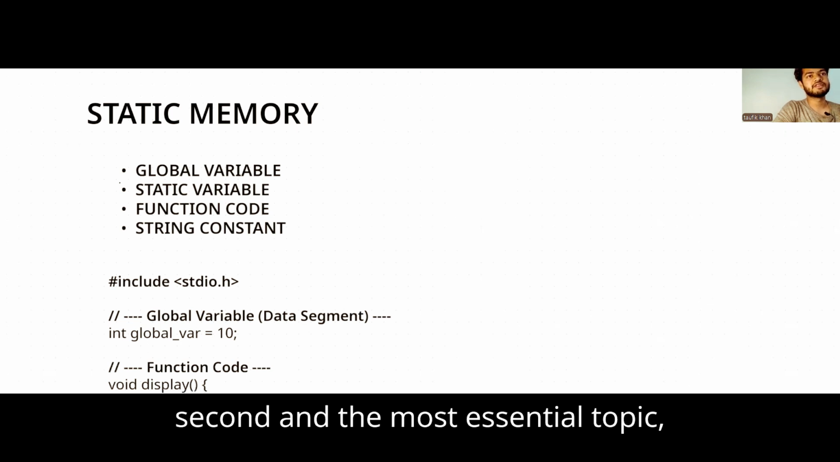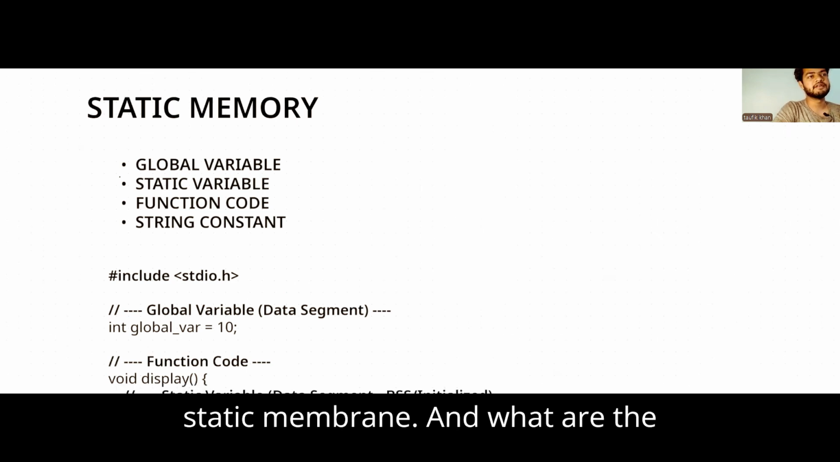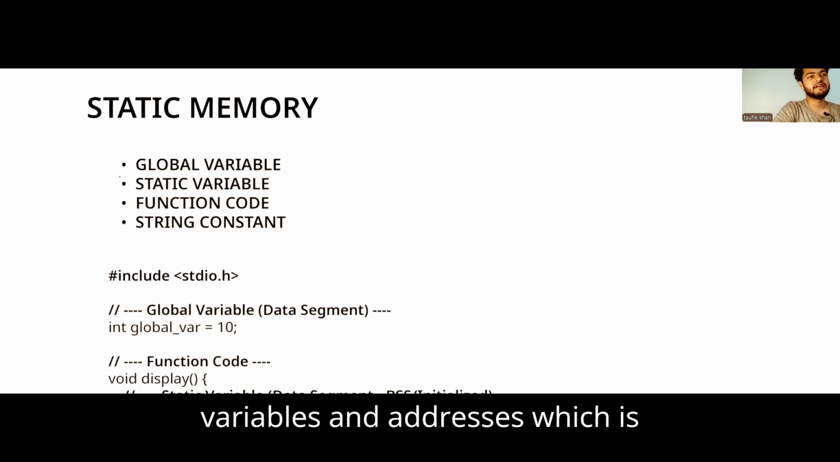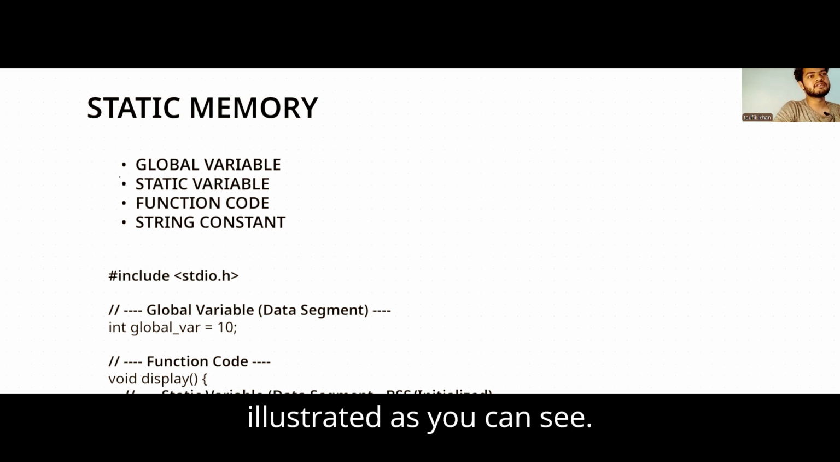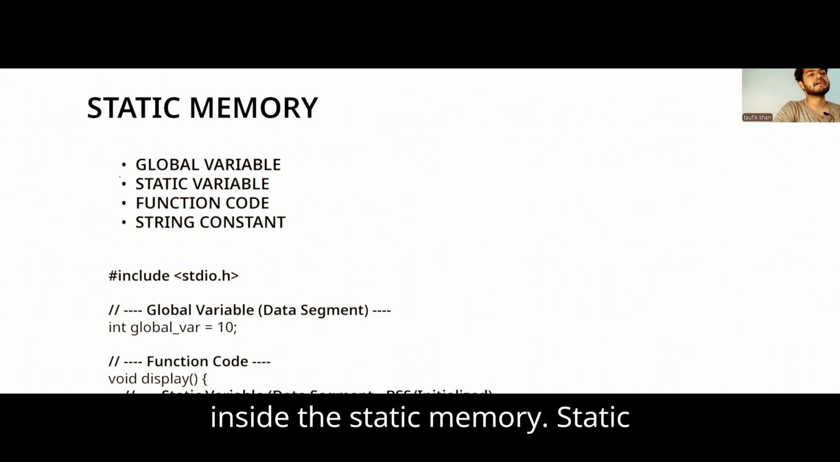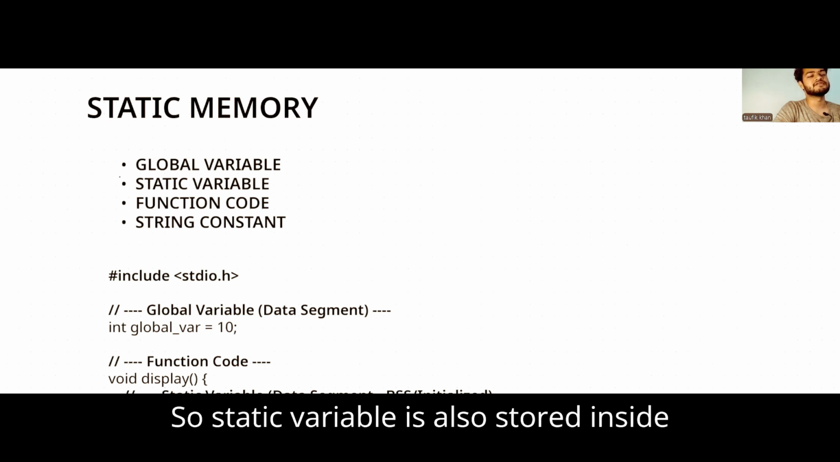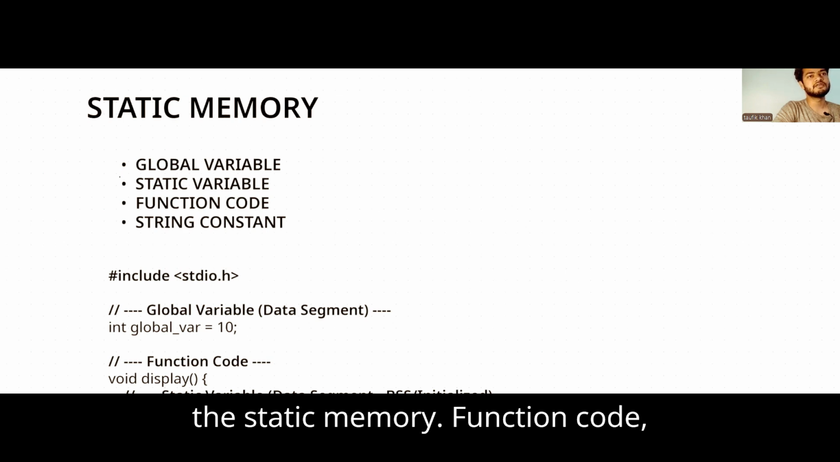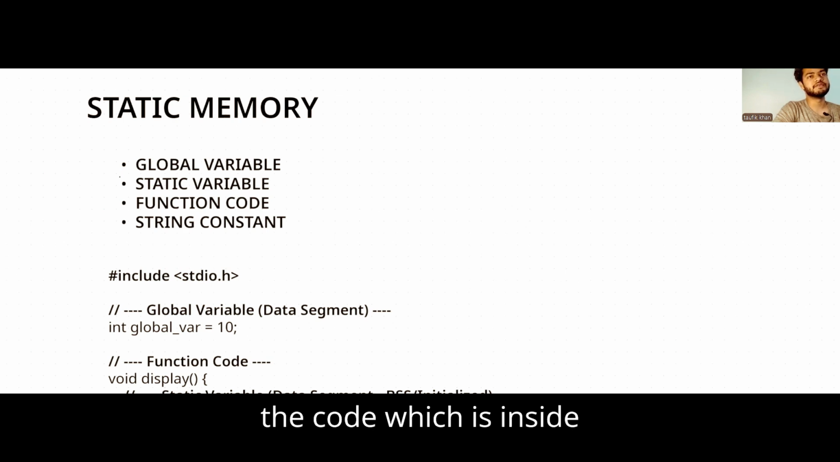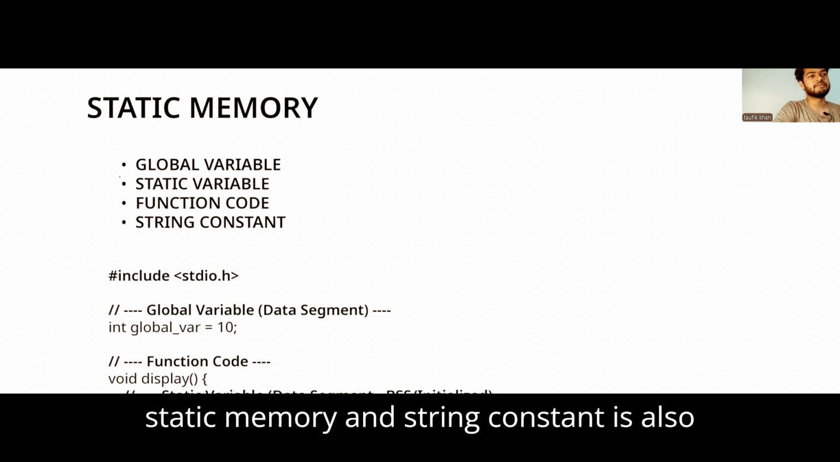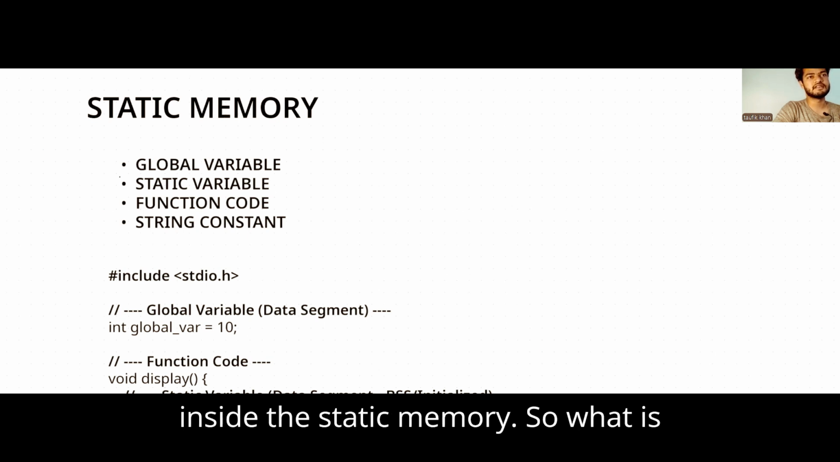the second and the most essential topic, static memory, and what variables and addresses are stored in static memory is illustrated as you can see. Global variable is stored inside the static memory. Static variable, as the name itself says, static variable, is also stored inside the static memory. Function code, the code which is written inside the function, is also stored in static memory, and string constant is also inside the static memory.